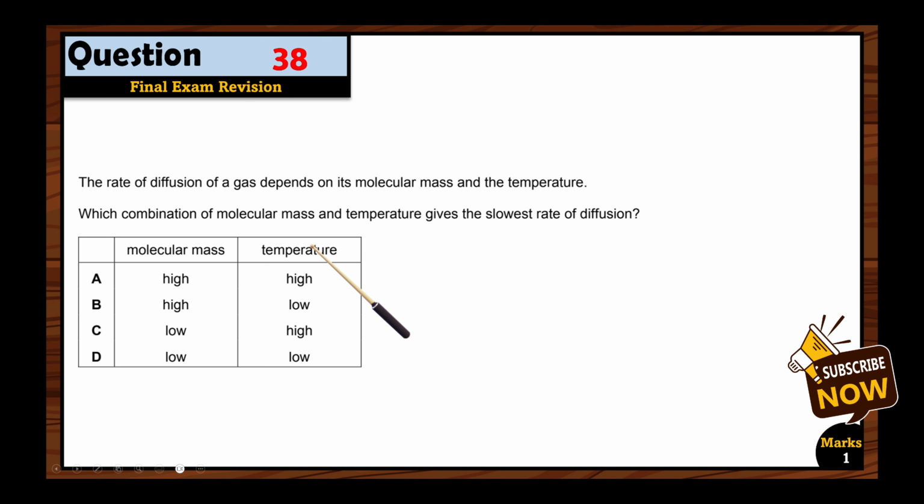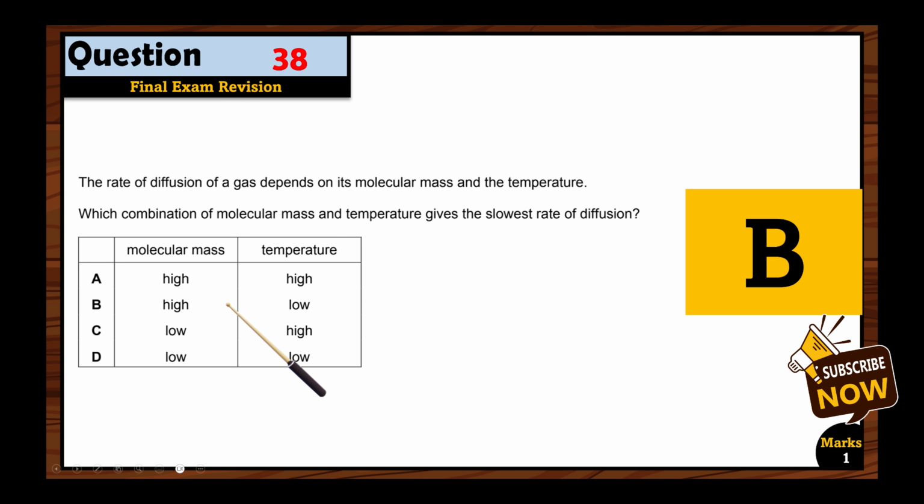Now let's see about the temperature. If you increase the temperature, the diffusion will be more. But if you decrease the temperature, the diffusion will be less. So we are actually looking at the slowest diffusion rate, right? So it means the temperature should decrease. So which option can be right? Option B. So low temperature and high molecular mass will cause the slowest rate of diffusion.